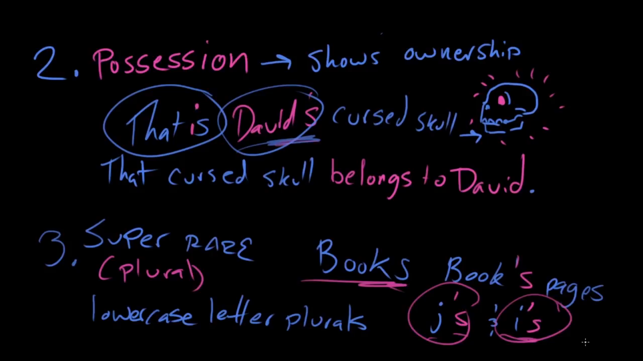That's why I put it in parentheses, because I really want to de-emphasize this last usage. Super rare. So more importantly, the first two things are the most important. Number one, contractions, making stuff shorter, like I did not eat the cookie to I didn't eat the cookie, and possession, showing ownership. So instead of saying that cursed skull belongs to David, you would say that is David's cursed skull. Exactly. And that's an overview of the three powers of the apostrophe.